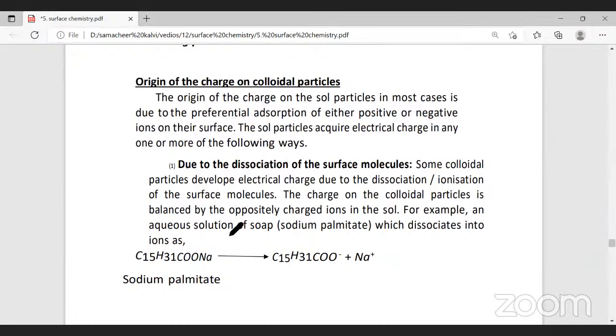The origin of charges is due to two reasons. One is dissociation of the surface molecules. We learned micelle formation. Above a particular concentration, called the critical micelle concentration, and above a particular temperature, called the Kraft temperature, soap will form micelles. A soap will contain two parts. So this is sodium palmitate. Sodium palmitate contains two parts.